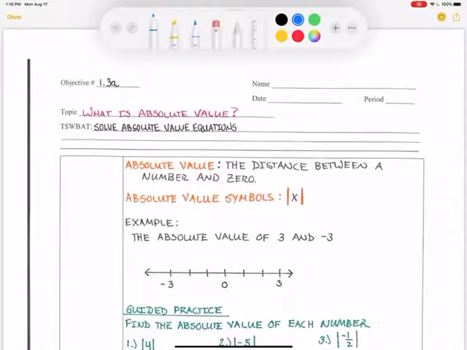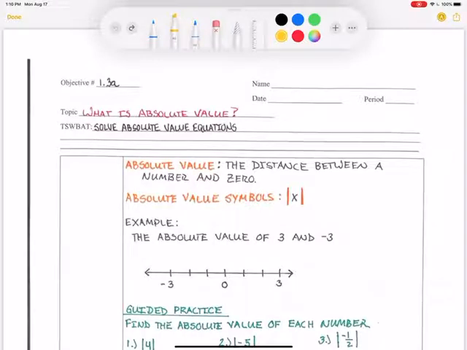So first off, absolute value is the distance between a number and zero. And absolute value symbols are these orange vertical symbols that you see right here. They're just two big vertical lines, and that is what symbolizes absolute value.